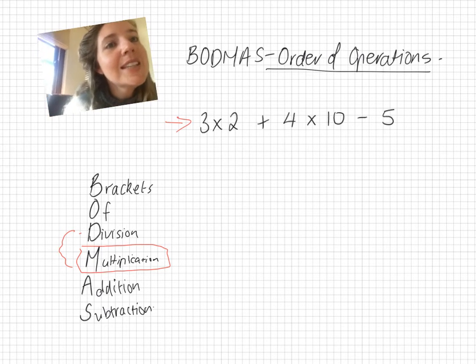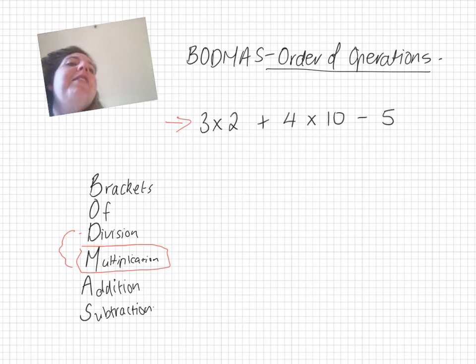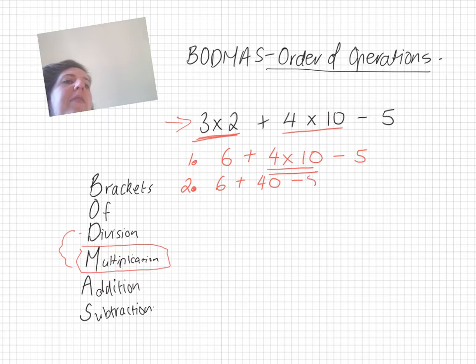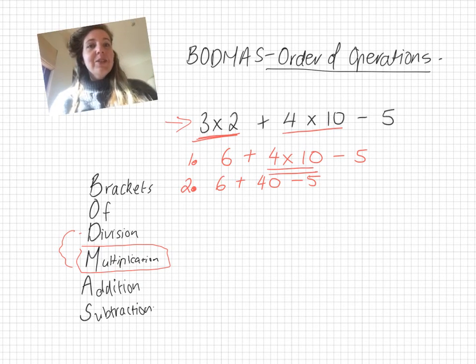Okay, so I'm going to underline each one. I've got 3 times 2. I've got 4 times 10. And that's it. Okay, so first step, number 1. 3 times 2 is 6. So I'm just rewriting the equation once I've solved the first part, which was that one. Second part of the equation, or second step, 6 plus 4 times 10, which is 40, and then take away 5. Okay, can you see what I'm doing?